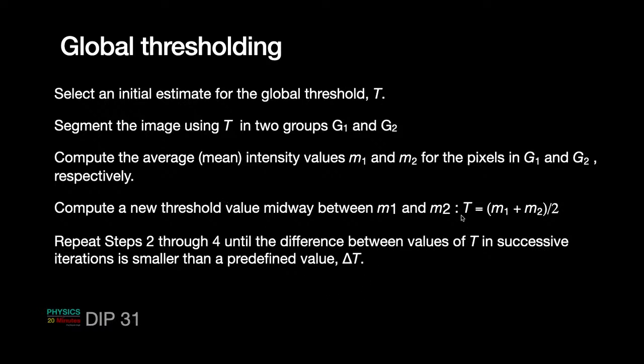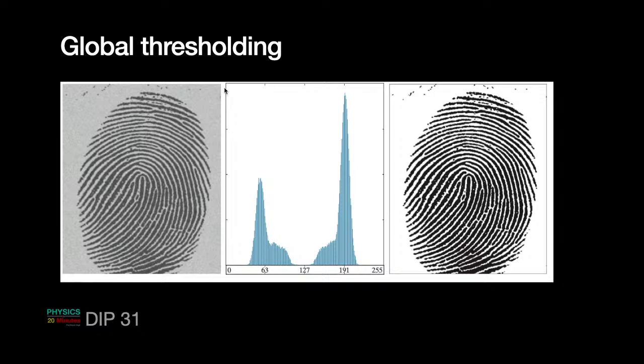Each time you calculate the new threshold, you find the difference with the previous threshold. That difference is delta T, and then you can set a limit to stop. If delta T is less than some particular value, then you stop. If delta T is greater than that value, then keep doing this again and again. Although this looks taxing, it's not. It's a very quick way to reach a suitable global threshold automatically if that information is not available to us a priori. Here is an example of global thresholding and this algorithm being used.